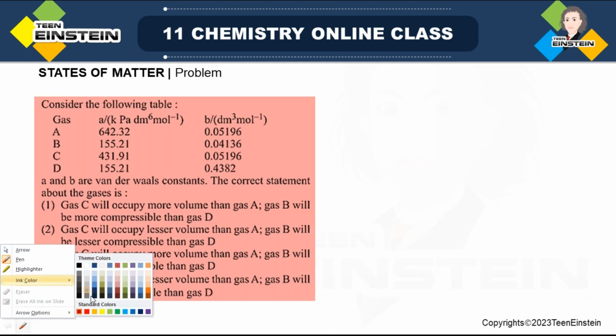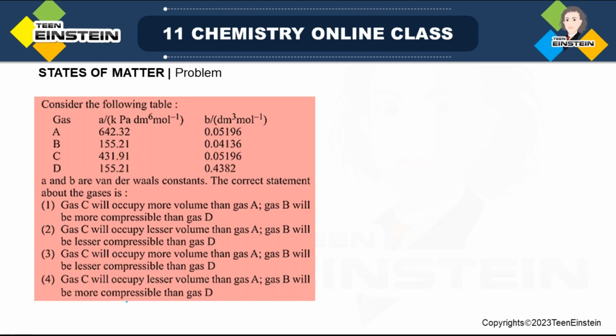So this problem is related to the a and b values, that is, small a value and small b value. Here four gases are given, and for the four gases, the small a value and small b value, the Van der Waals constants, are given. You have to find the correct statement about the gases.